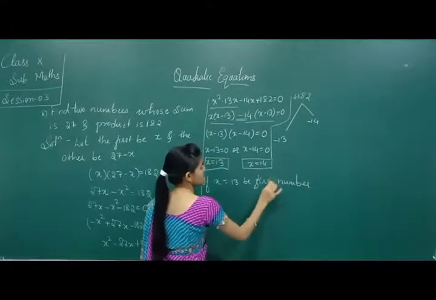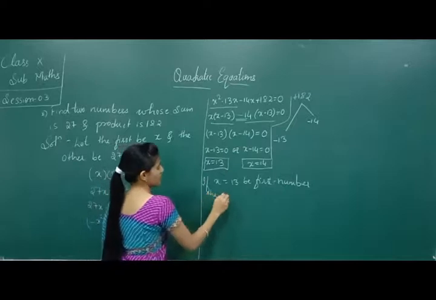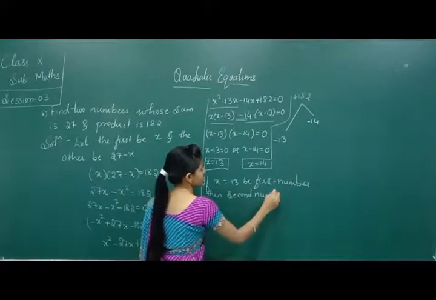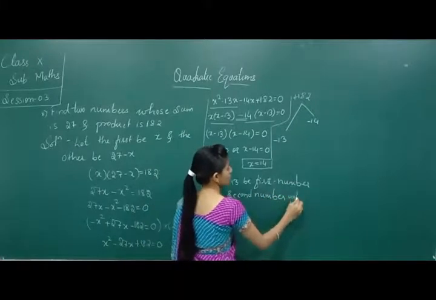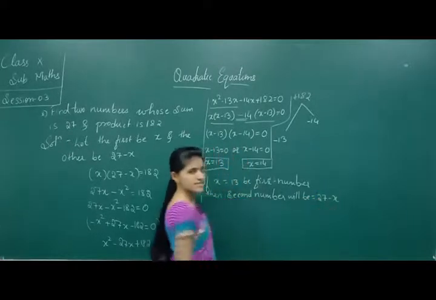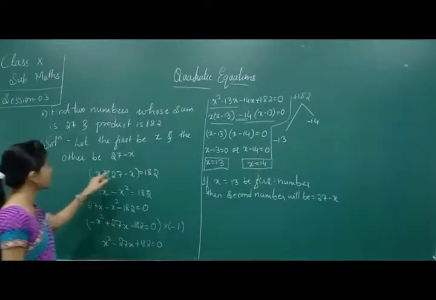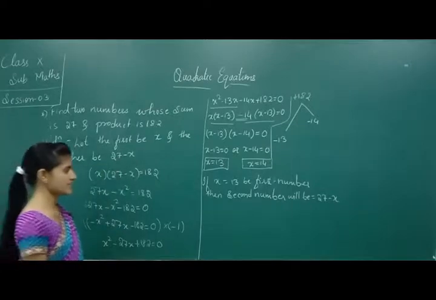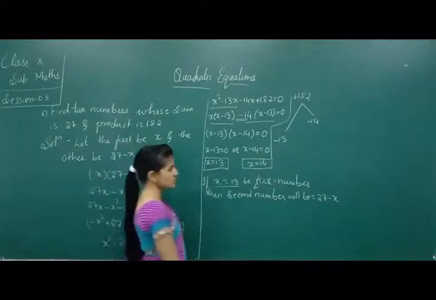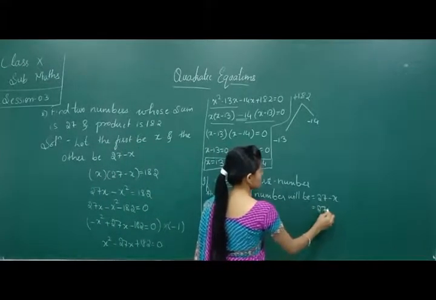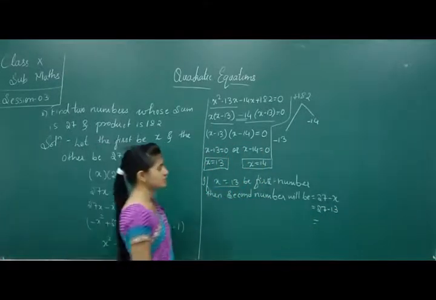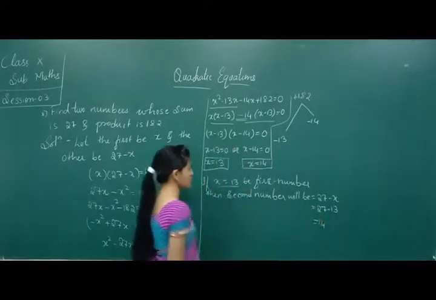We want two numbers, right? Then what about the second number? The second number will be equal to 27 minus x. We have considered the second term as 27 minus x. What is the value of x we have considered? We have considered x is equal to 13. Then 27 minus 13. So now what is going to happen? Then the second number will be equal to 14.